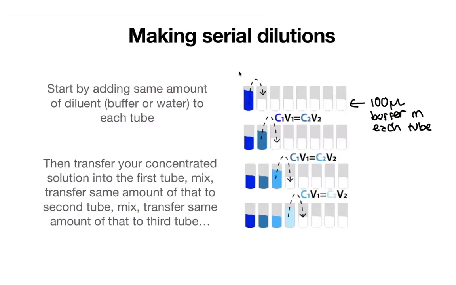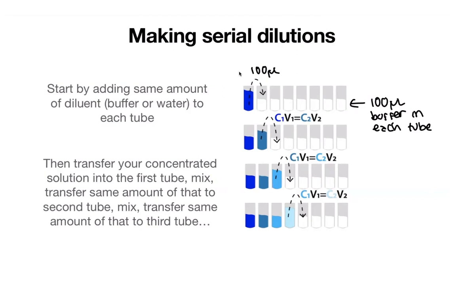So now we know that this would also be 100 microliters. So we'd have 100 microliters of buffer in each tube, and then we'd pipette 100 microliters of our concentrated into that, and then mix, and then pipette 100 microliters of that into the next, and then mix, and then pipette 100 microliters of that into the next, and then mix.